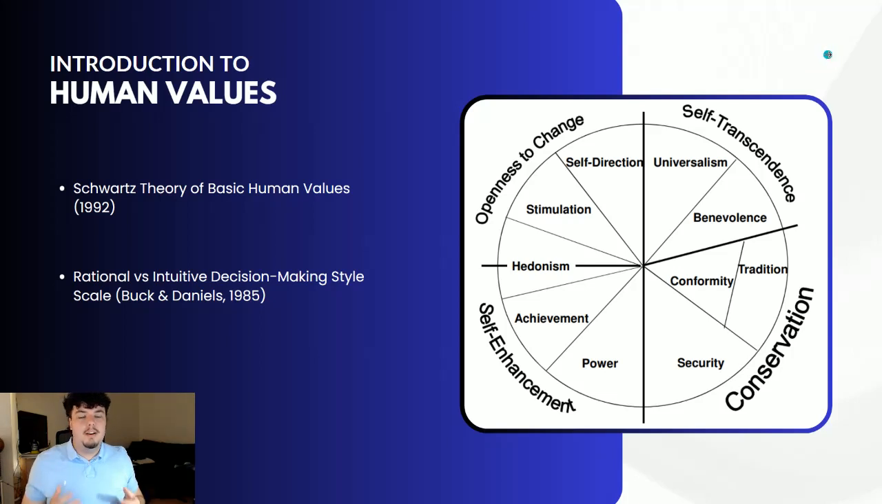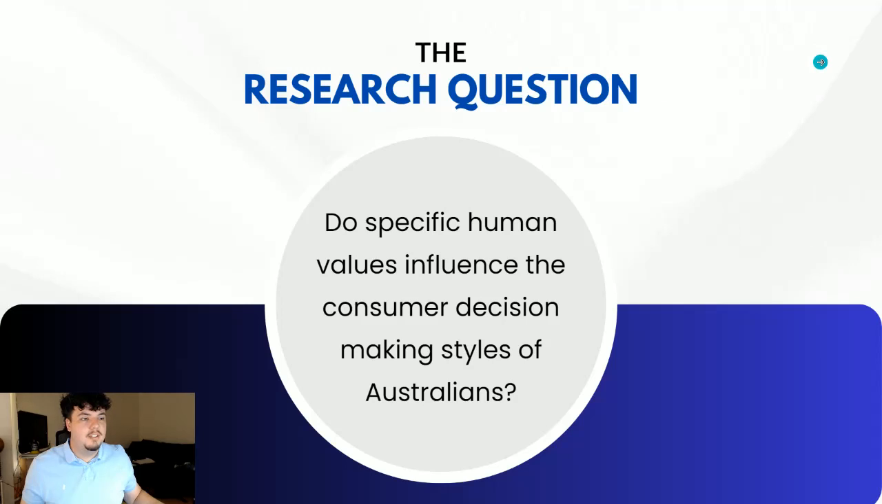These are very important to my research as they directly relate to my research question, which is, do specific human values influence the consumer decision-making styles of Australian adults? The aim of this research is to investigate whether individual differences in specific human value traits influence the decision-making styles of Australian adults while shopping.